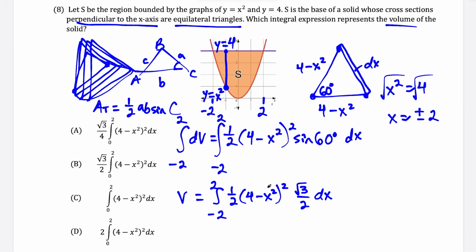And now notice that when we do radical 3 times 1, we get radical 3, and then 2 times 2, we get 4. But notice that the limits of integration are not matching these answer choices. And it looks like what happened here is they're making use of symmetry.